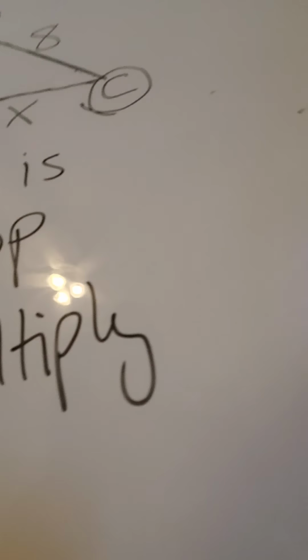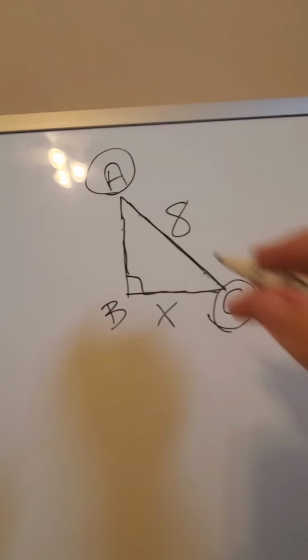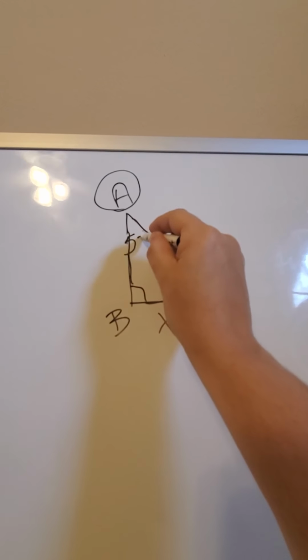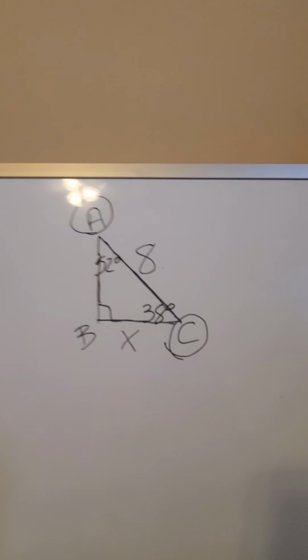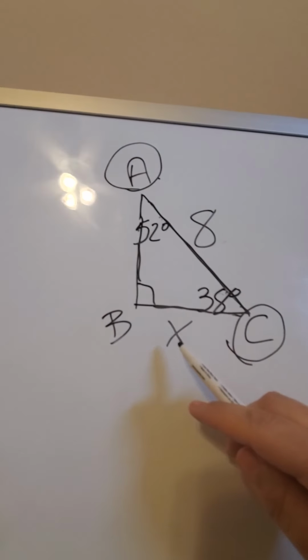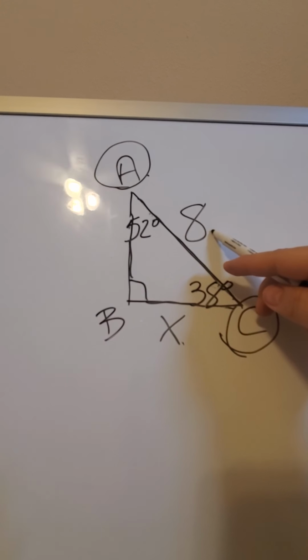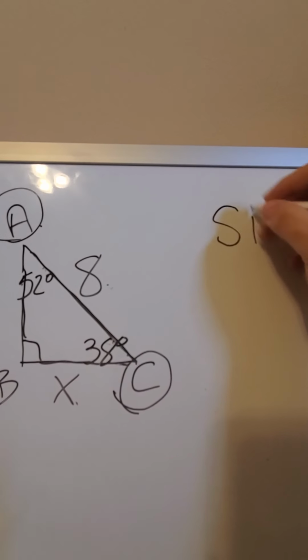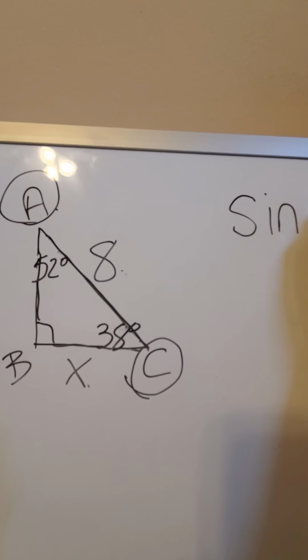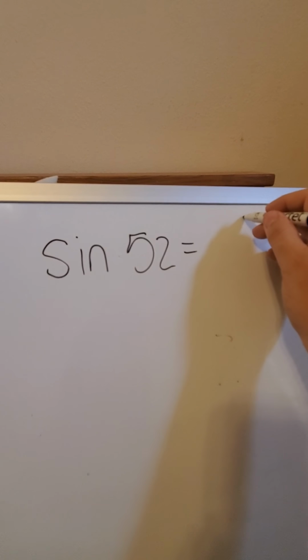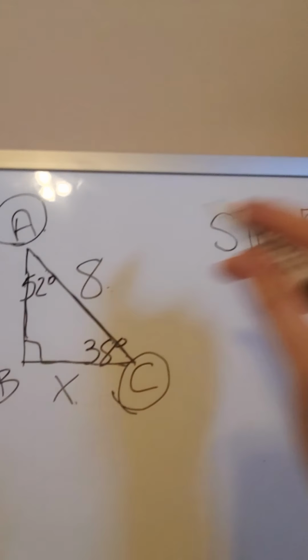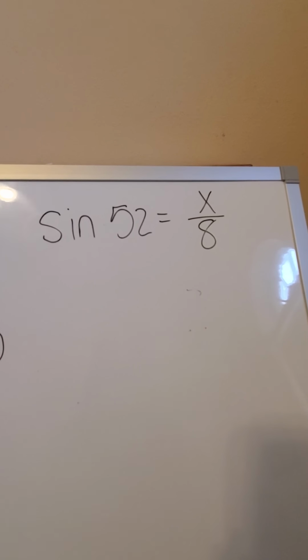So let's rewrite all this stuff. Give me just a second. Erase, erase, erase. All right, let's make this 52 degrees, which would make this 38 degrees. Okay, so here again, if I go from A, I have opposite x and hypotenuse 8. So that's sine, right? So sine 52 degrees equals opposite x over hypotenuse 8. Okay, see how I wrote that?